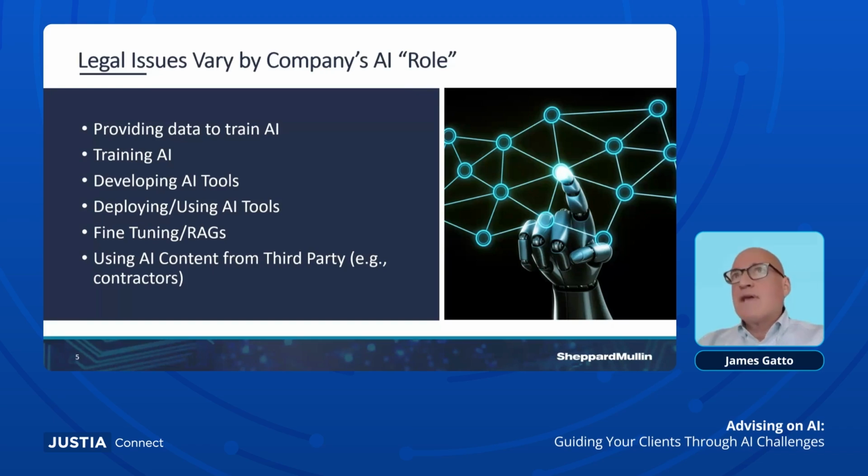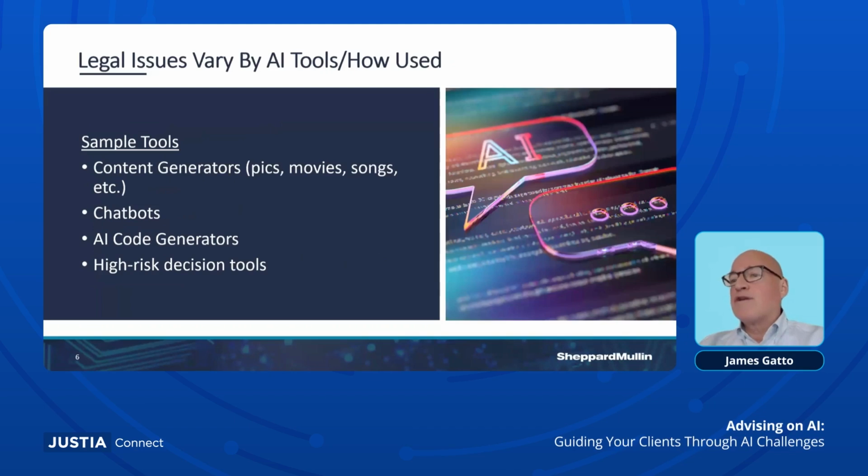And lastly, in some cases, companies just use content that's generated by third parties. So just like companies hire third parties to develop software or create imagery for marketing, et cetera, sometimes companies will just rely on third parties who are using some of these tools to create the content. So these are some of the types of roles. There's others, but depending on what the company does, their legal issues and their risk profile may vary. We'll talk about that as we get into it.